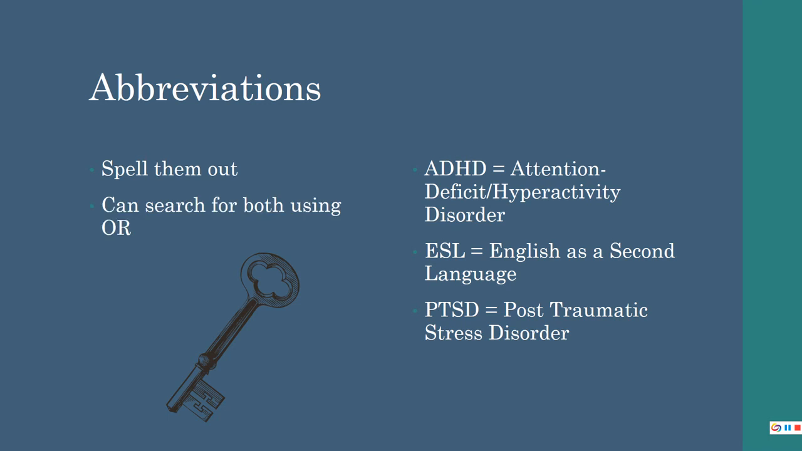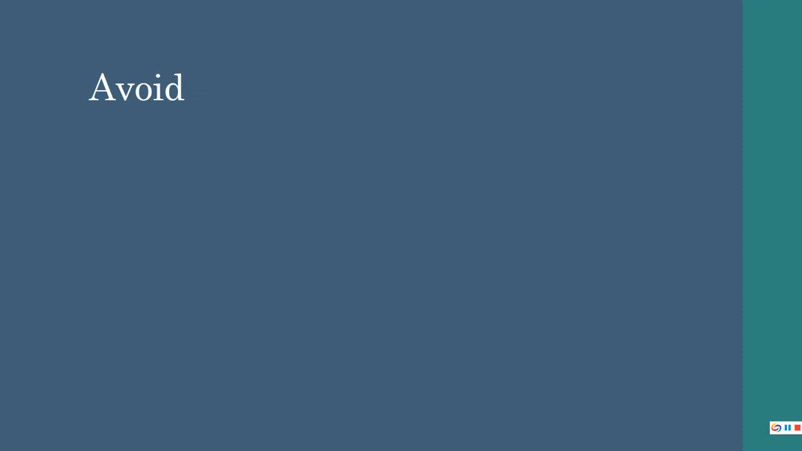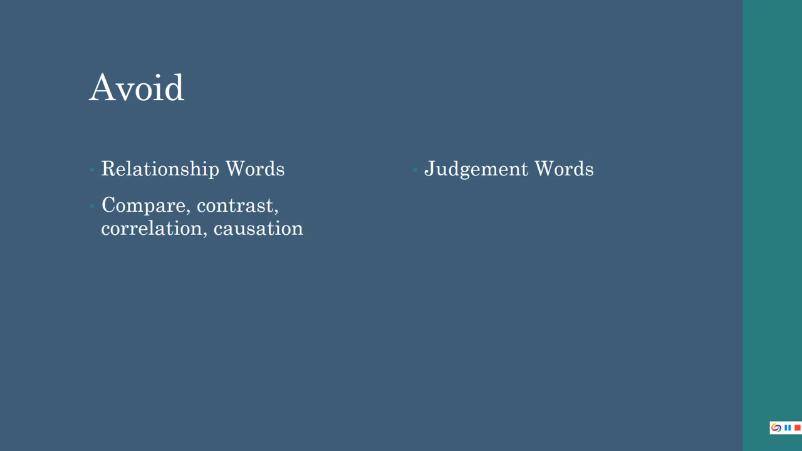Some things to avoid when choosing keywords include relationship words and judgment words. Relationship words include, but are not limited to, compare, contrast, correlation, and causation. Examples of judgment words are best, worst, pro, con, advantages, and disadvantages.